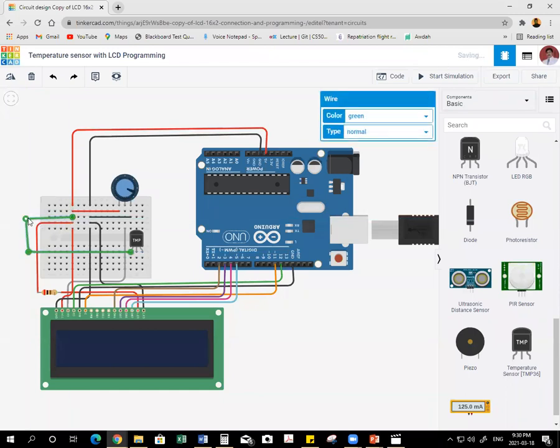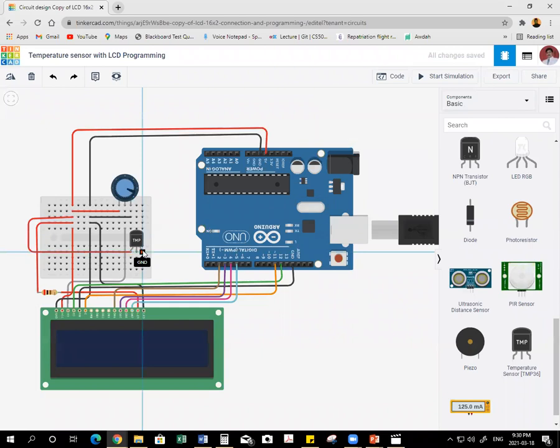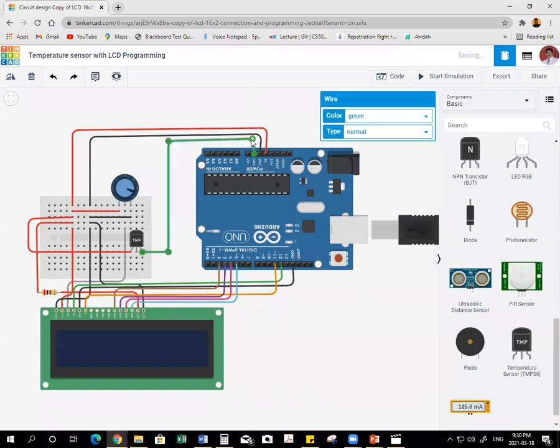Here I have the 5-volt supply because this is red, and this is ground. I can have an extra ground, yeah, I have an extra ground. I can use this, black. Now only one connection is left, that is V out.